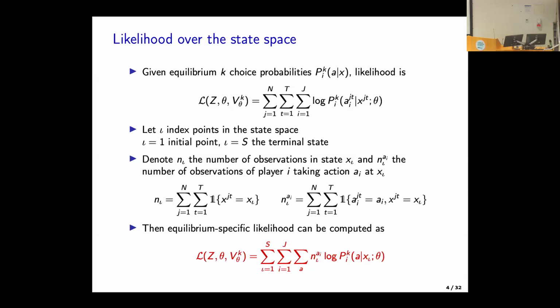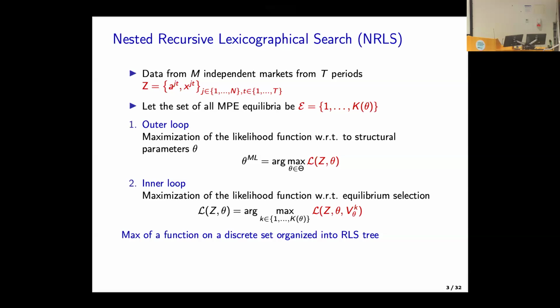Now, yeah, question. So unlike Rust's nested fixed point, you don't care about trying to recover the particular equilibrium that's played? Oh yeah, I am. You are? So if you put these two together, what it says here is that I'm maximizing with respect to structural parameter and at the same time with respect to equilibrium.